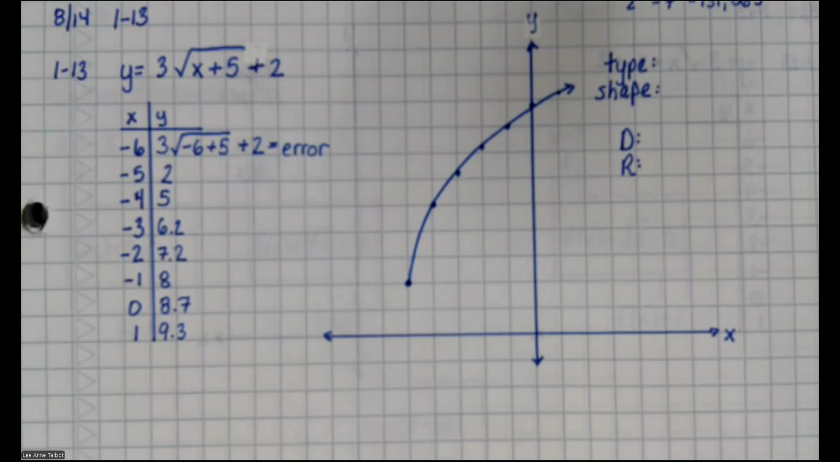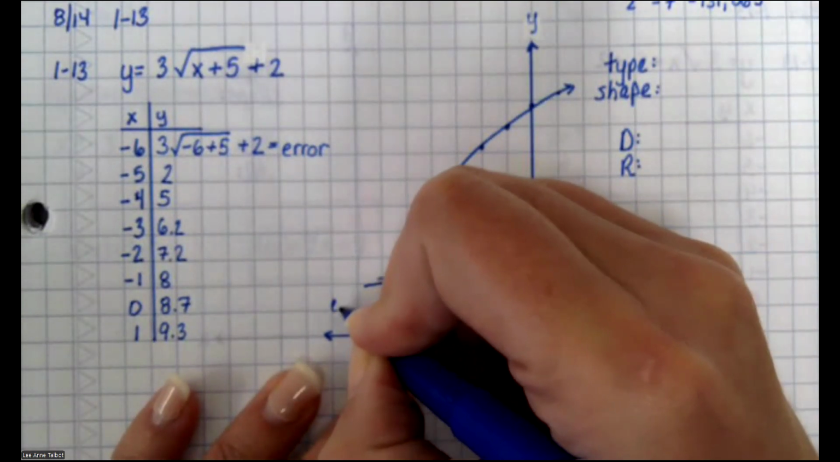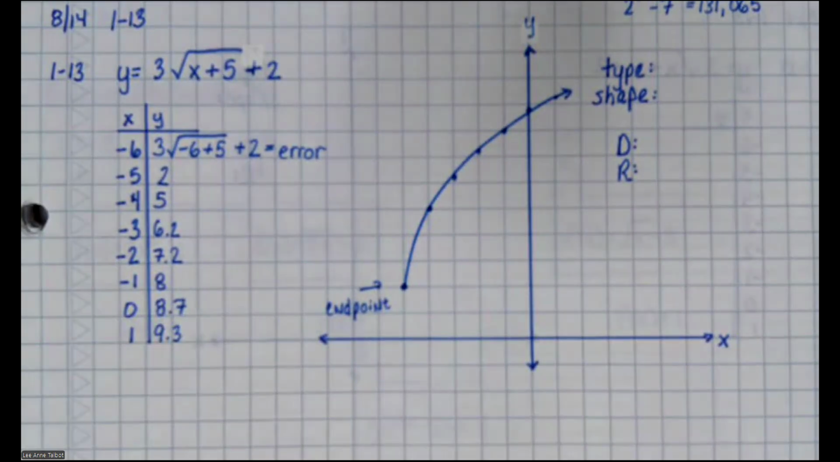Bigger, better, more absorbent. This is an excellent point. So these have a very specific start. This has a vocab word. It's called the endpoint. Endpoint. Okay, and the endpoint is the point where you can actually start graphing.